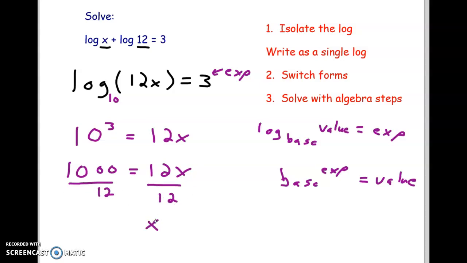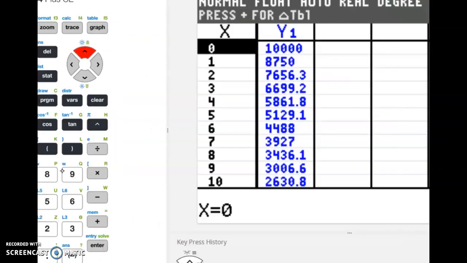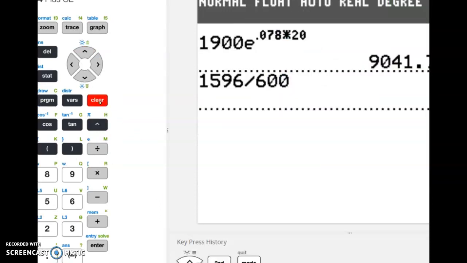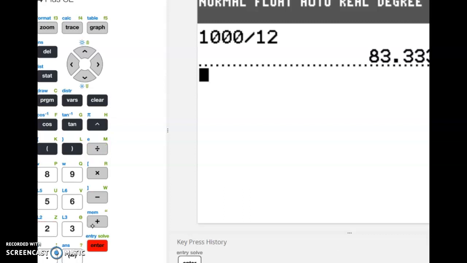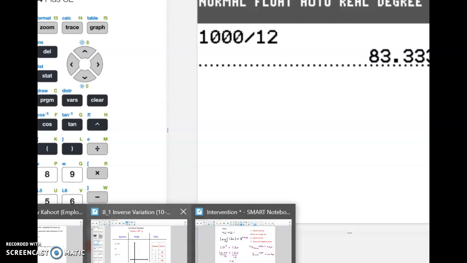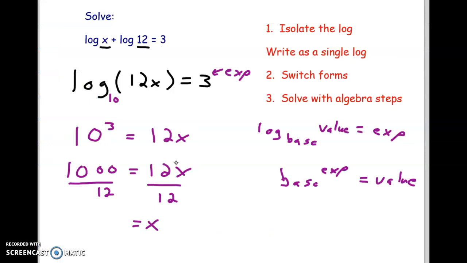All right, and we probably need the calculator here. So let's see if I can bring it up for us. It doesn't quite fit, but I'm going to do 1,000 divided by 12. And so it's about 83.3. Okay, and that is how you solve a log equation.